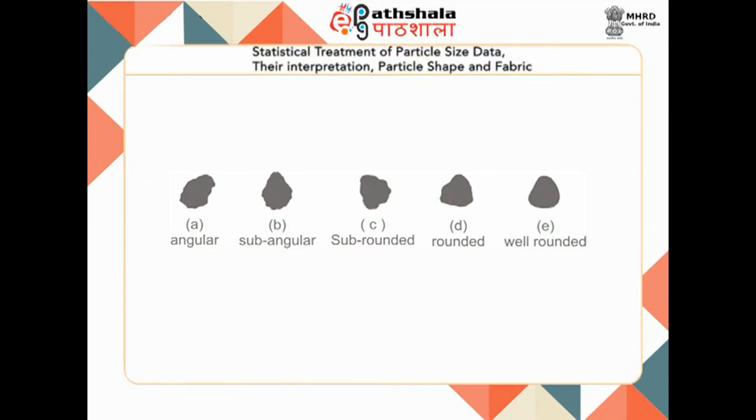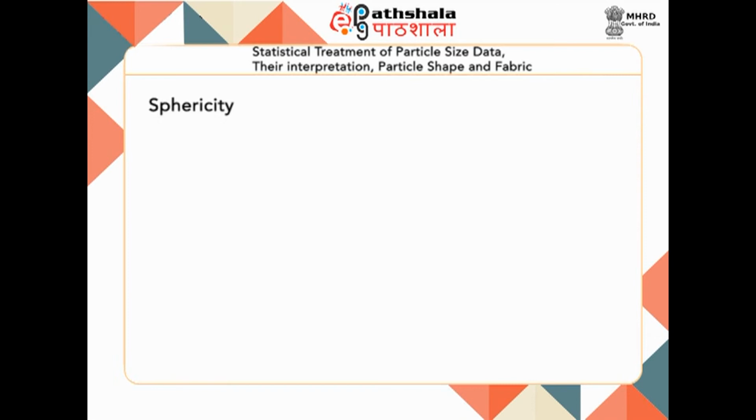Now, we come to the sphericity. This is an expression for the degree of deviation of the shape of a grain from an ideal spherical form. The parameter is defined as the ratio between the diameter of a circumscribed circle around the grain and the diameter of a sphere which has the same volume as that of the grain, that is, the nominal diameter.